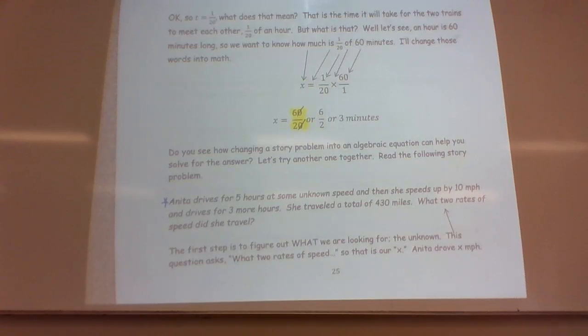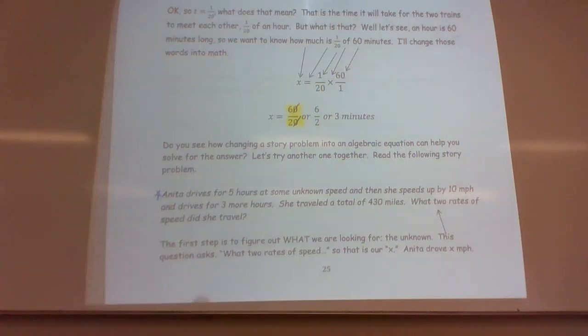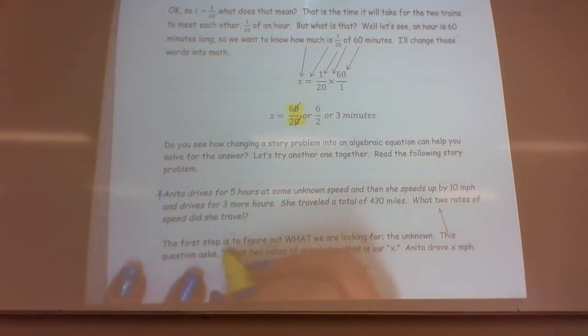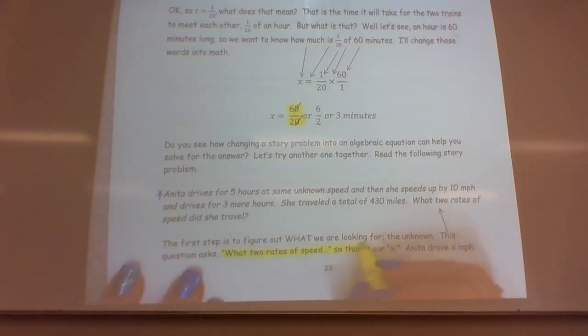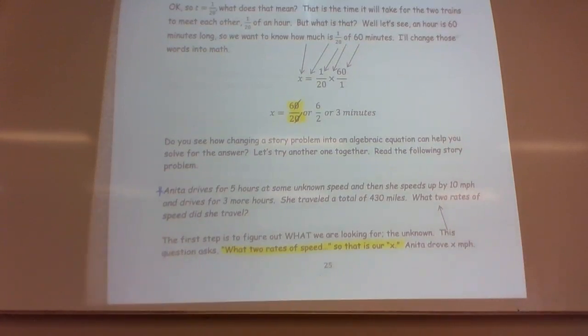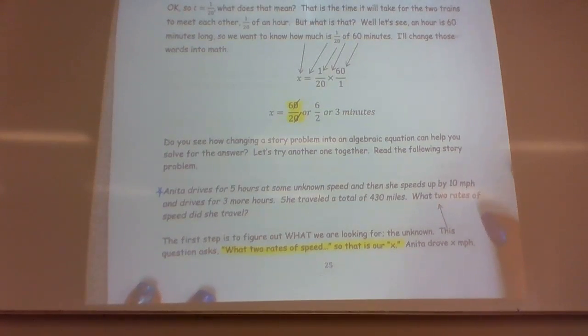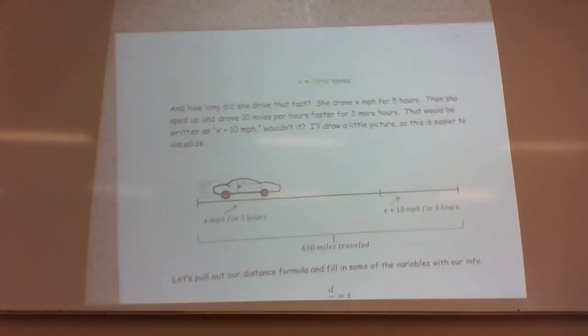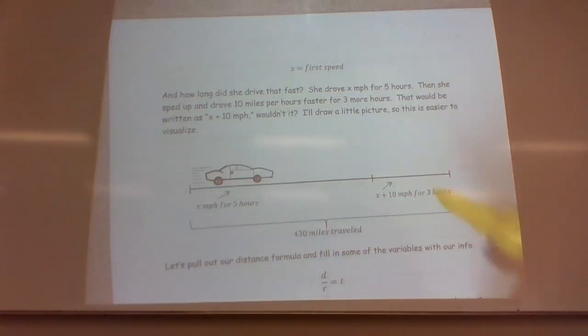So what's the first thing that we're looking for? We're looking for an unknown. 2 rates of speed, right? So that becomes what 2 rates of speed? So that becomes our x. So we're trying to solve how fast she went at each of those 2 turns. And I'm going up to page 26. So we're going to substitute x for the first speed.